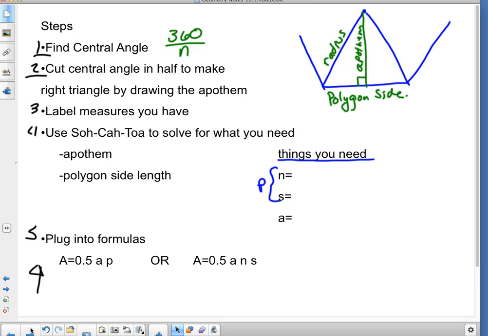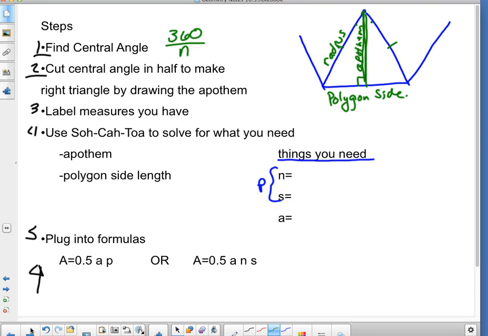So find central angle: 360 divided by the number of sides. They're regular polygons, so all the sides are the same. Cut the central angle in half, because I'm making a right triangle. Okay, so I got to cut the central angle in half. I got this apothem coming in through here. I'm cutting that central angle in half, that's why. Okay, these are congruent because they are isosceles triangles. Each one of the little wedges going around a regular polygon is an isosceles triangle. They're all the same size.